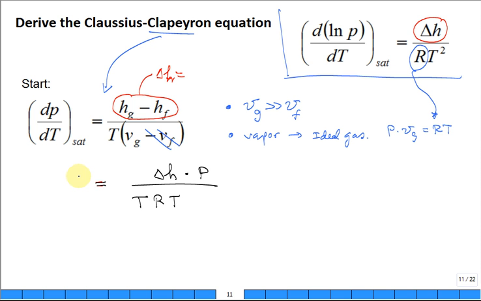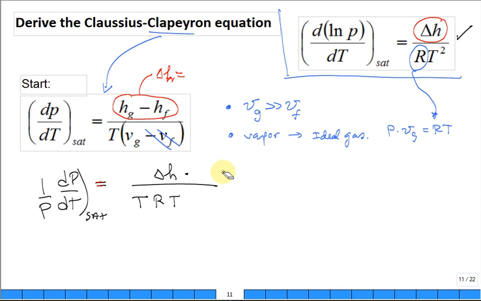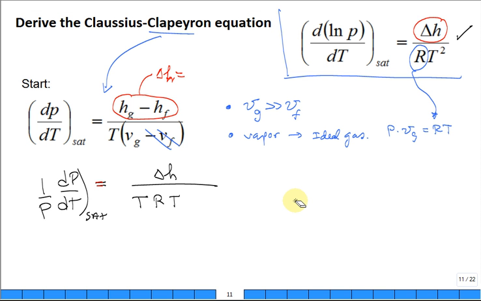So what's the next step? Take a look at where I want to go. I want to go over here. I got the RT squared delta H, but I don't need this P. What should I do with this P? Put it over here. True? Does that make sense? Now, everything on the right-hand side looks good. What about the left-hand side?